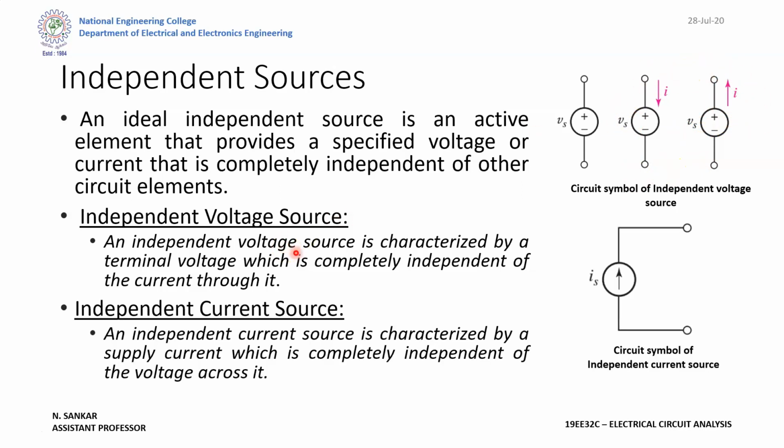The same thing holds for an independent current source. Whatever the voltage across the load may be, the current supplied by the source will be constant. If it is 5 ampere, then whatever the voltage across it, either 100, 200, or even 10,000, the current supplied by the source will be constant. If that is the case, then this source is called an independent current source.